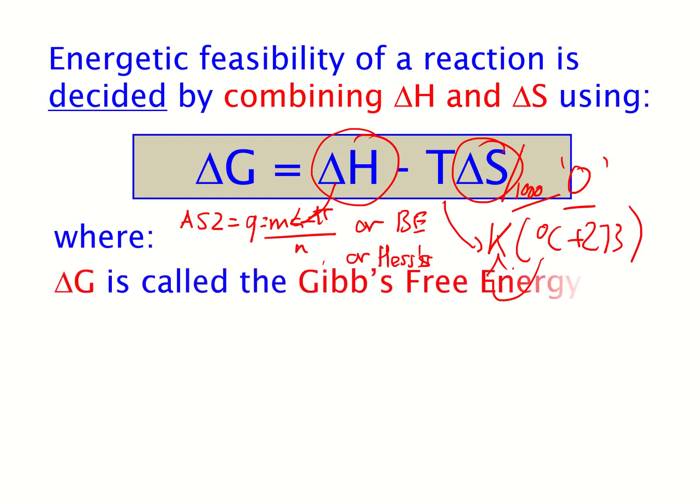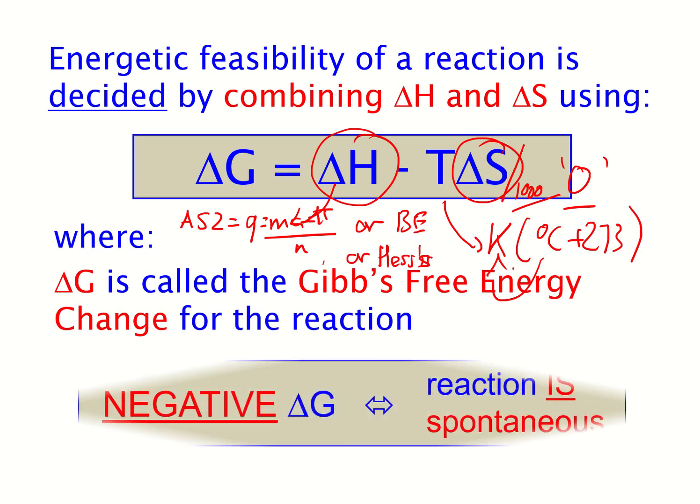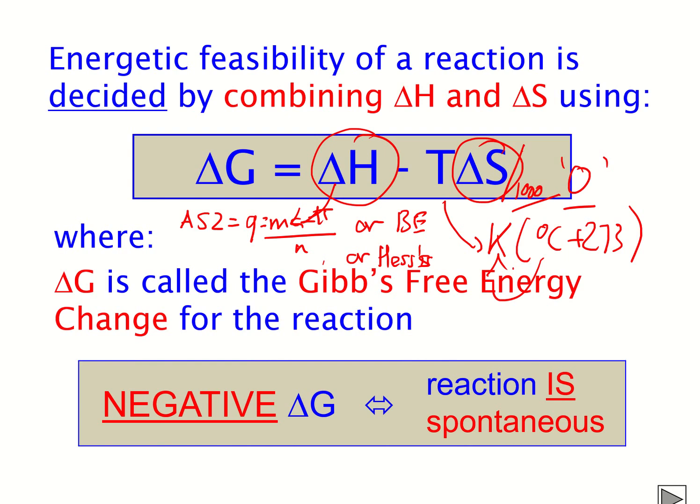Okay. Right, so this is called the Gibbs free energy. This is what we use to actually indicate whether a reaction is or is not spontaneous. If it's negative, we say it's spontaneous. If it's positive, we say that it isn't spontaneous at that temperature. It may happen at a different temperature, but not at that one. And that's pretty much our rule of thumb for A level.